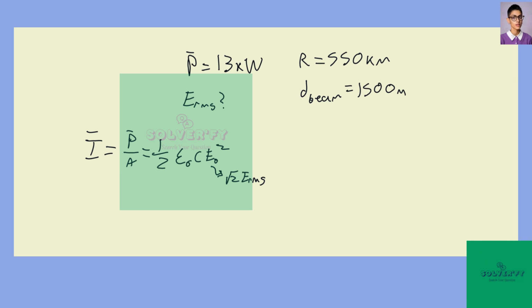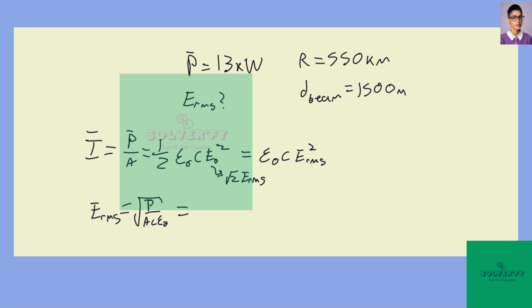which leaves us with the 2's canceling out and just having epsilon naught times c times E_RMS squared. And rearranging gives us that E_RMS is going to be equal to the power divided by the area times the speed of light and the permittivity of free space.